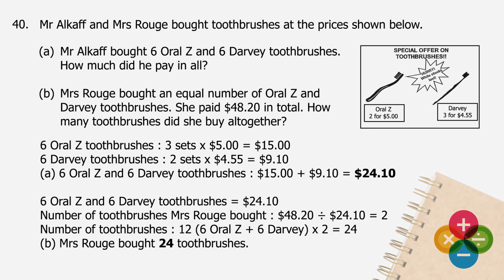6 Oral Z and 6 Davy toothbrushes cost $24.10. Mrs. Rouge spent $48.20 on the same amount of Oral Z and Davy toothbrushes. Number of sets of 6 Oral Z and 6 Davy toothbrushes Mrs. Rouge bought will be, divide $48.20 by $24.10, and the quotient is 2. Total number of toothbrushes Mrs. Rouge bought will be, multiply 12 by 2, and the product is 24. B. Mrs. Rouge bought 24 toothbrushes.